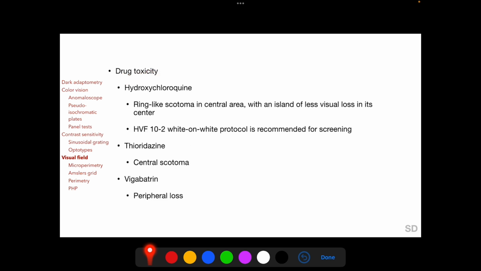Among drug toxicities, visual field defects with hydroxychloroquine is typically a ring-like scotoma in the central area of the retina, and this is important to remember. 10-2 white-on-white testing protocol on the Humphrey Visual Field Analyzer is recommended for screening for hydroxychloroquine toxicity, and this is very important to remember.